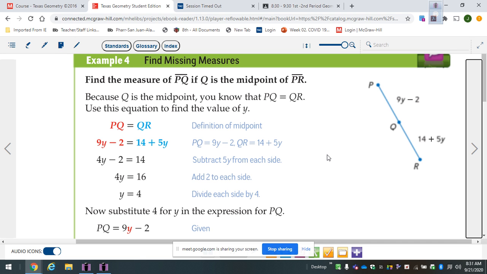The next one's going to be more interesting. Well, let's do this one real quick. Let's throw some algebra in there, if you don't mind. Find the measure of PQ. So we're going to find the distance from P to Q if Q is the midpoint of PR. Looking at this, we know Q is the midpoint, so by definition, the two line segments PQ and QR have the same measure. They're congruent. So 9y minus 2, PQ, is equal to QR, which is 14 plus 5y, and we just set them equal to each other.